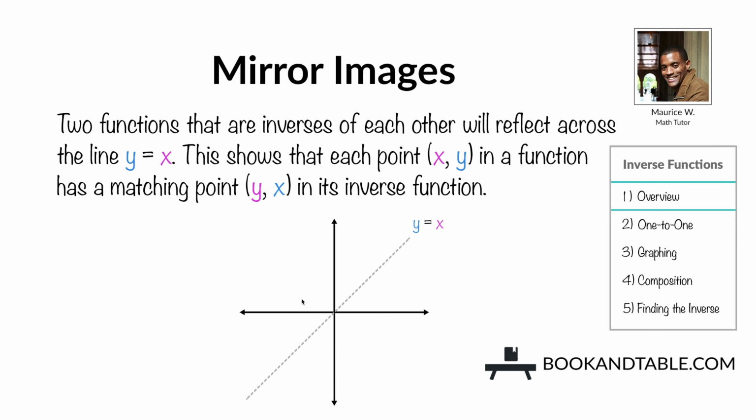Two functions that are inverses of each other will reflect across the line y is equal to x. This shows that each point with the xy coordinate in a function has a matching yx in its inverse function. So what does this mean? Let's say we have a coordinate plane. The line y is equal to x.